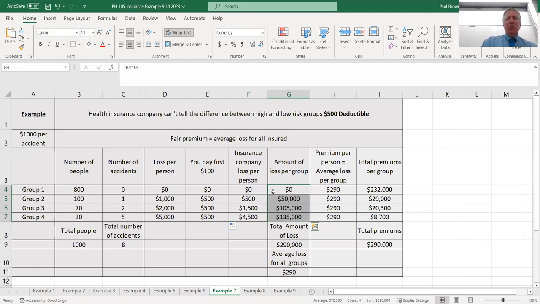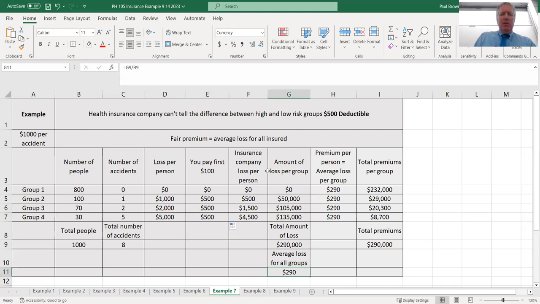So in this case, you just add up the sum of what the insurance company pays, for the total number of people. So you get 290, and then you divide that by the number of people, 1,000, and you get $290 as the average cost. So that's the fair premium.